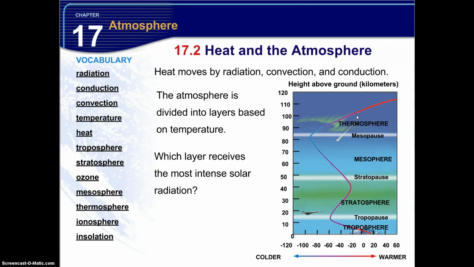It's extremely thin, but the few molecules and atoms present receive such intense solar radiation that the temperature can rise above 1000 degrees Celsius. Now the thermosphere is separated into different layers of gases. The heavier gases are in the lower levels and the lighter in the higher levels. The thermosphere receives the most intense solar radiation.